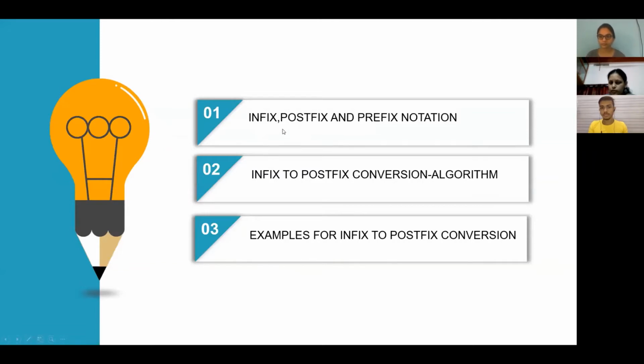We'll be seeing what is meant by infix, what is meant by postfix and prefix notation. Then we'll see the algorithm for conversion, and we'll also solve some examples for infix to postfix conversion. So we'll be doing this today, and in the next session, we'll be seeing how to implement infix to postfix conversion using a C program.